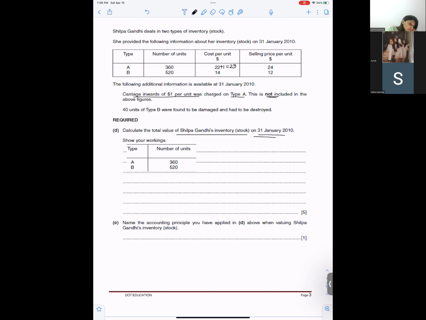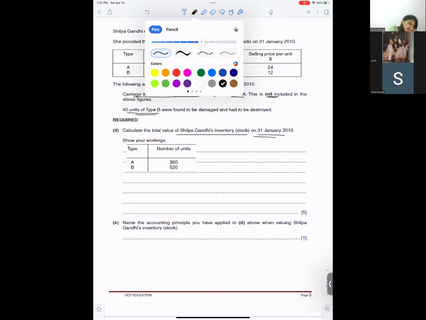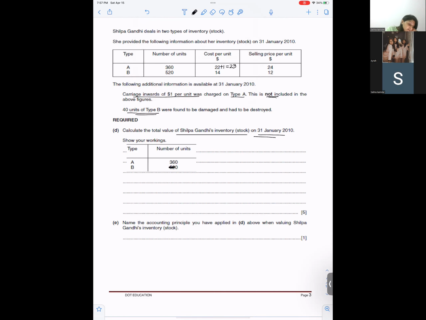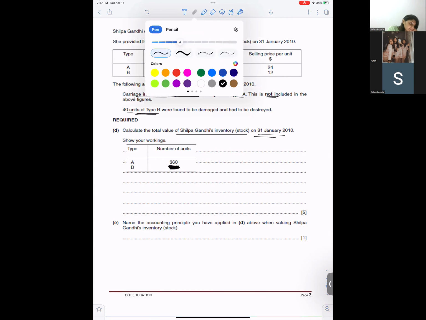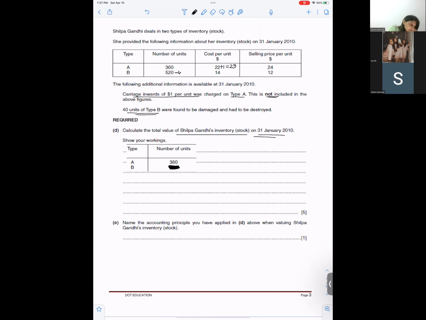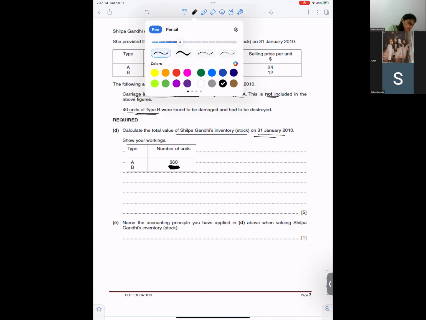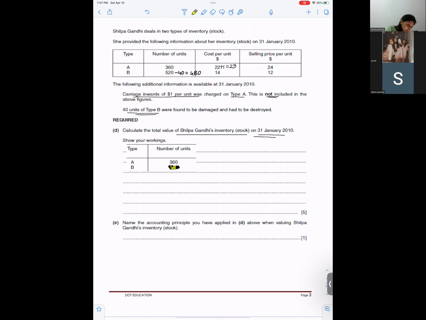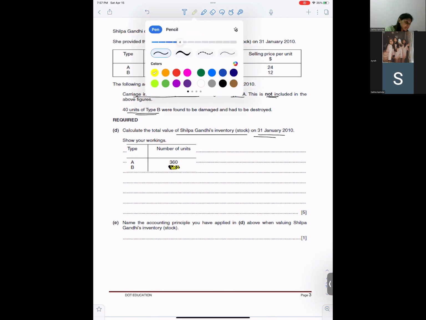They have also told you that 40 units of type B were found to be damaged and had to be destroyed. So your type B inventory will be how much? We will do 520 minus 40, so it becomes 480. So your type B inventory will be 480. Are you with me?